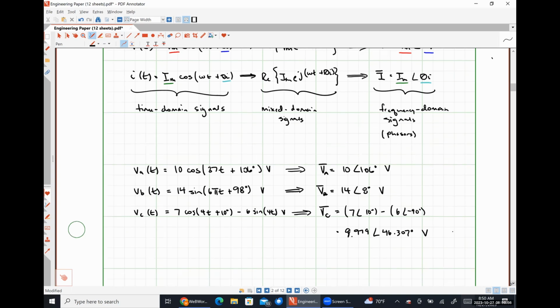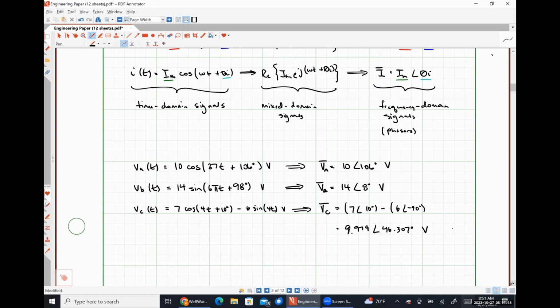All right, so we have successfully converted our signals from the time domain to the frequency domain. How hard do you think it is to convert from the frequency domain to the time domain? Not hard at all, right? All we need to know is omega. That's the only piece of information that is not explicitly given.